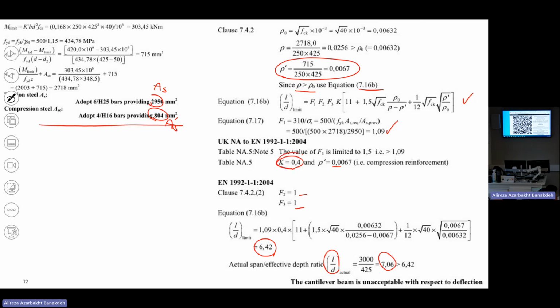That's why K is different, 0.4. It's for cantilever. So the L over D is 7.306. And whatever you get from the formula is 6.42, which is obviously not acceptable. And the length of the balcony is 3 meters. Have you ever noticed how long balconies are? When you go to a balcony, is it 3 meters? No. 1.5 meters. 1 meter. Usually it's less than 1.2 meters.